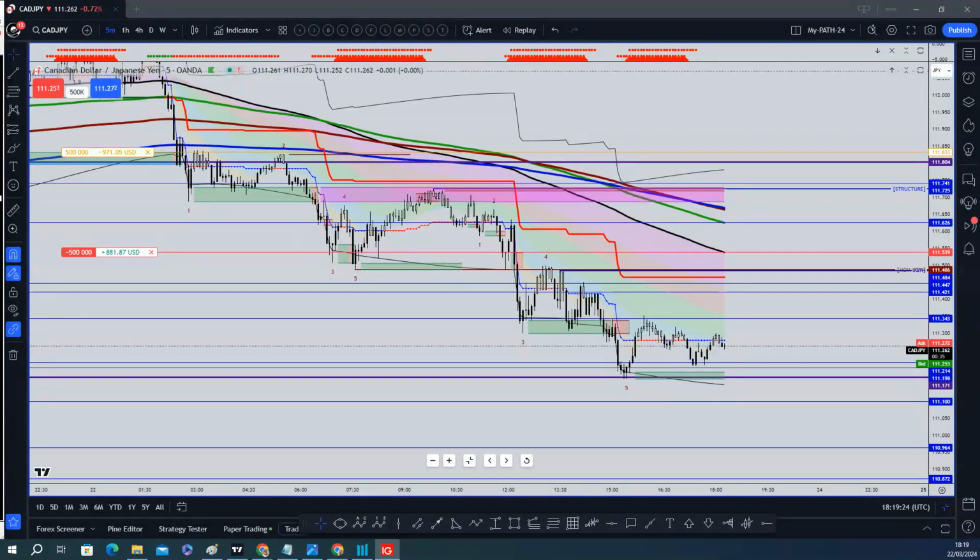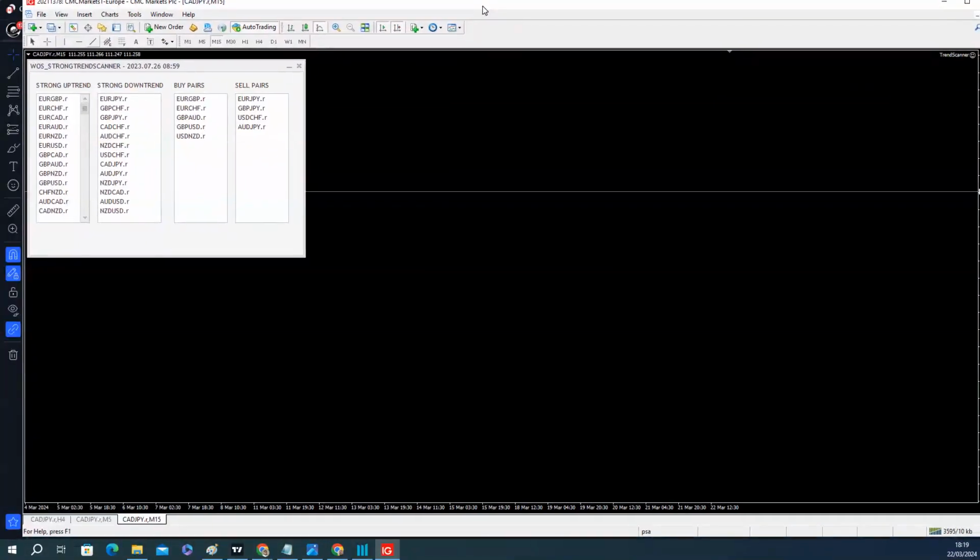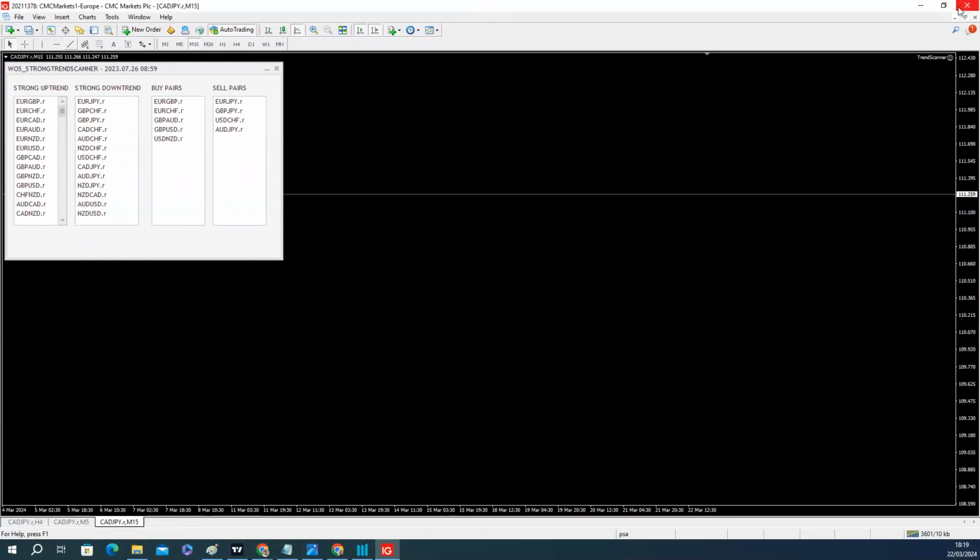We are looking at the Guardian, but I want to show you the trend scanner, the Wave of Success trend scanner. I've run it on the 15 minutes chart, and we can see the strong downtrend, the strong uptrend, the buy pairs, and the sell pairs. The one I'm looking at is the Guardian, which is one of the pairs we've been monitoring, and the trend is slightly showing weakness.